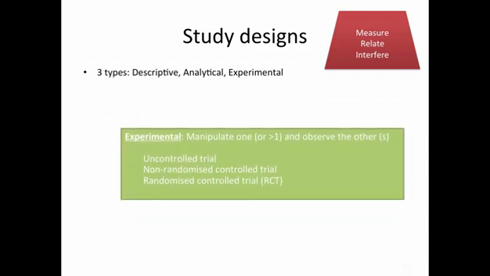In experimental studies, we manipulate one or more variables and note the effect on the others. For example, we alter prescribed medications and assess the reduction in symptom burden in a group of patients. The three types of experimental trials include uncontrolled trial and the two types of controlled trials, non-randomized and randomized controlled trial. You will hear more of these in due course.